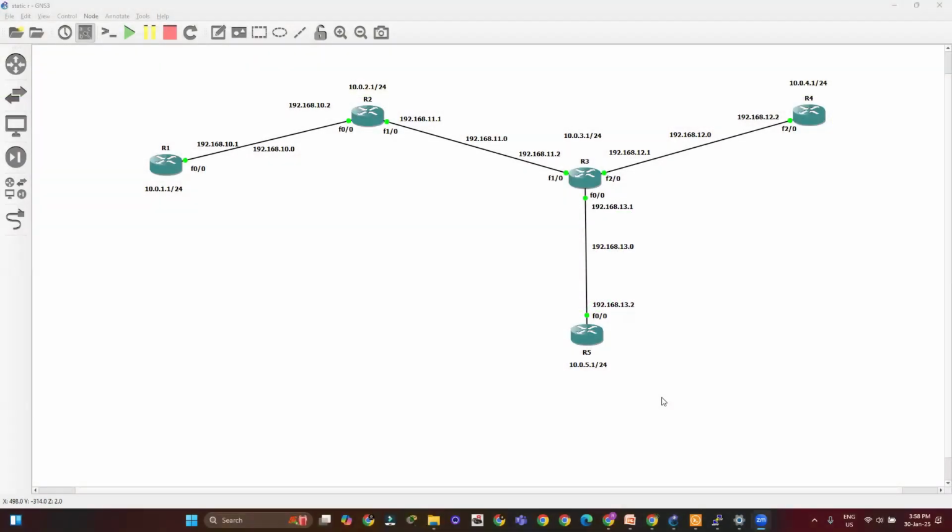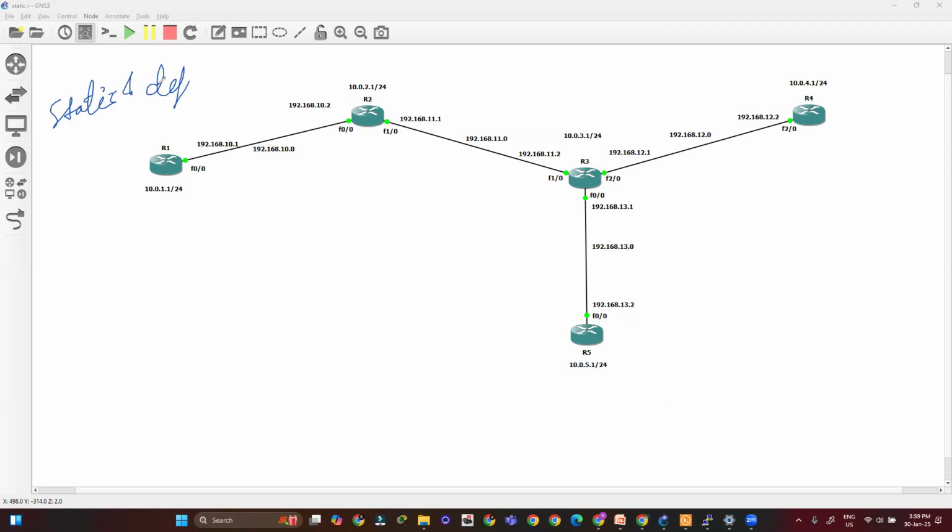Hello everyone. So today we are going to discuss the configuration of static route and default route. Basically, in the case of static and default route, first of all, we have to consider what are the indirectly connected networks to our router.